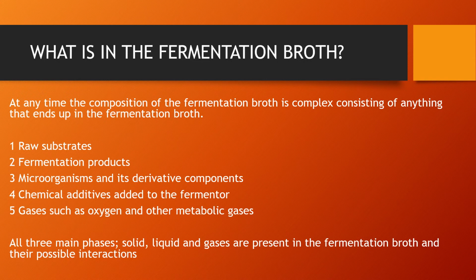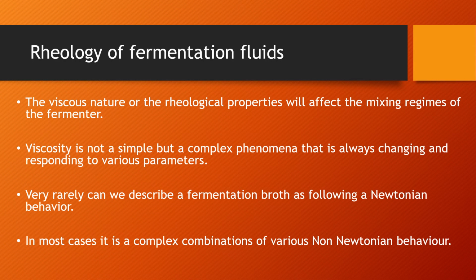Chemical additives added to the fermenter. So there are certain additives kept for maintaining the pH of the broth, for maintaining different compositions of different properties of the broth. Gases are also present, for example oxygen, carbon dioxide and other metabolic gases. All three main phases, solid, liquid and gases, are present in the fermentation broth, and there is constant interaction at different levels within these components within the fermentation broth.